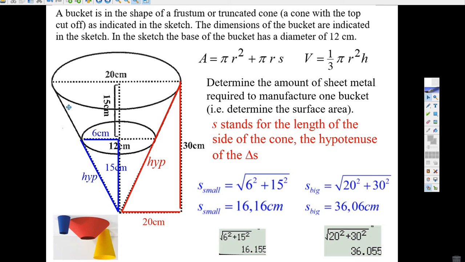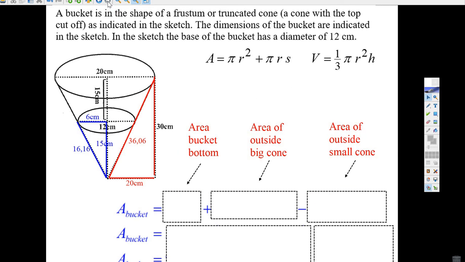Well, now that I know the slant height, I can just use the formula. But the big trick is, just like the volume, the volume of the big cone minus the volume of the small cone, we've got to use the same idea anyway. You could stop the video again. I put in now a picture here, 16.16. That's the slant height of the small cone that's been taken away. Here's the slant height of the big cone, 36.06. Okay, you could just try and fill this out.